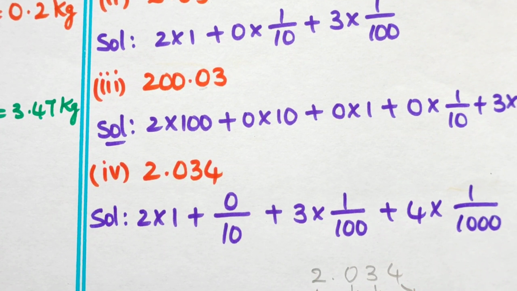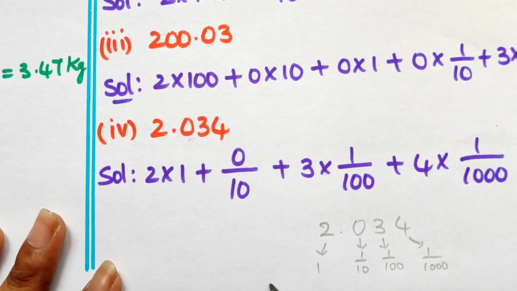Now let us see fourth bit. It is 2.034. 2 is in ones place, so it is 2 into 1 plus 0 here after decimal, 0 is in 10th place, so it is 0 into 1 by 10, nothing but 0 by 10 plus here 3 is in 100th place, so it is 3 into 1 by 100 plus here 4 is in 1000th place, so it is 4 into 1 by 1000.